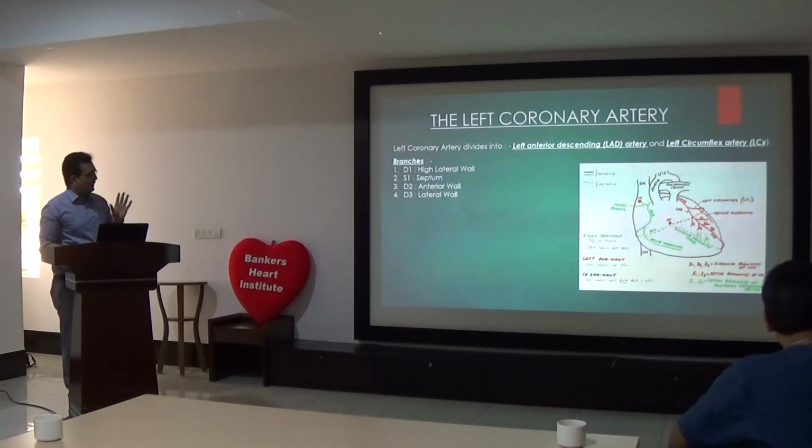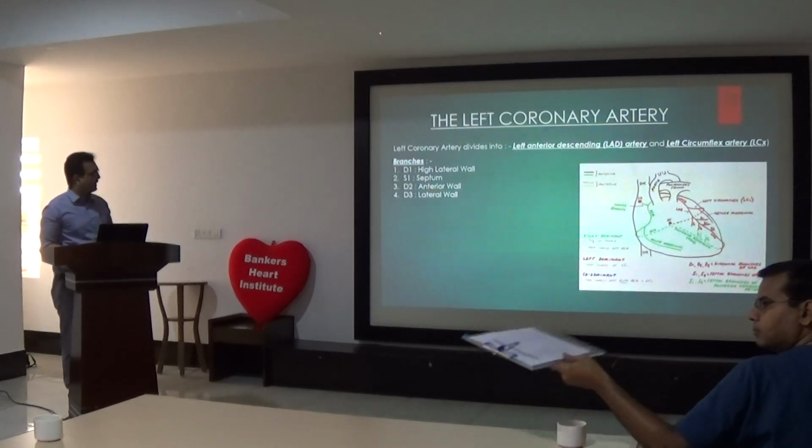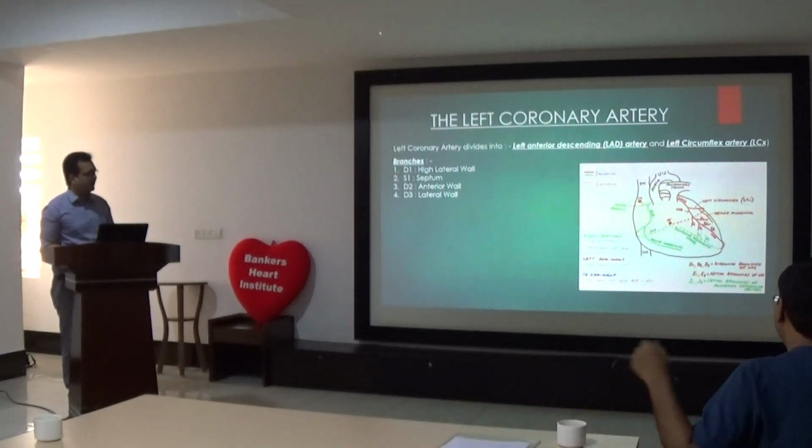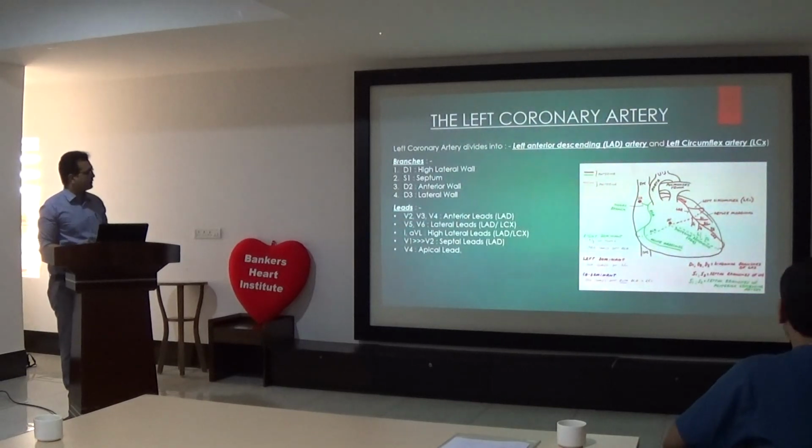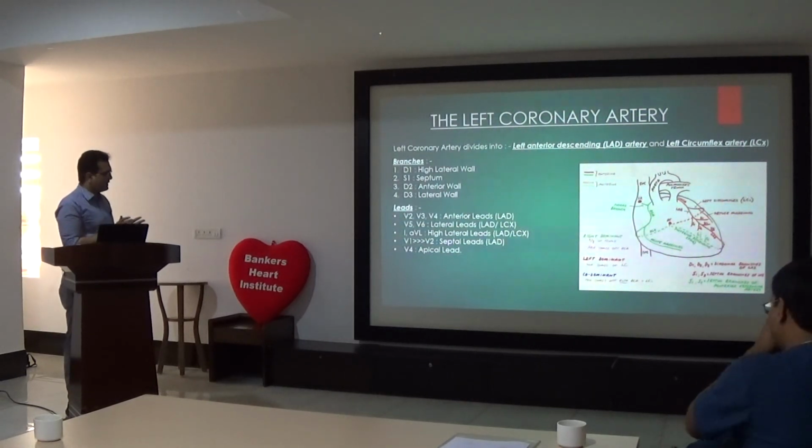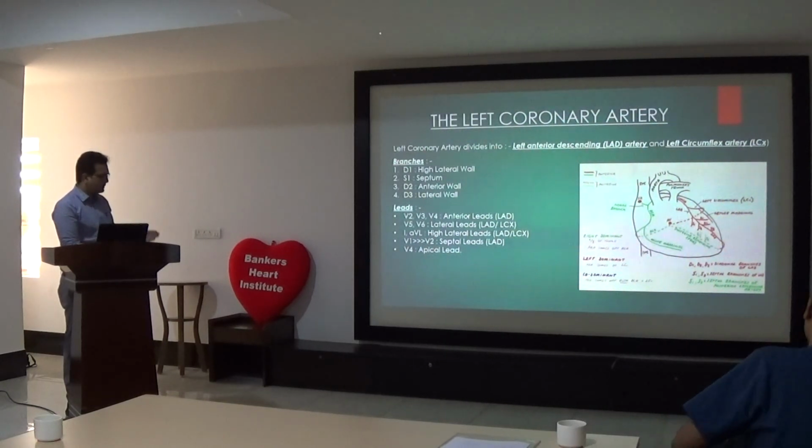The first branch, D1, the first diagonal, supplies the high lateral wall. The first S1 is the septal branch, which is directed towards and supplies the septum. Diagonal 2 and diagonal 3 supply the anterior and the lateral wall respectively. According to the ECG, leads V2, V3 and V4 are considered the anterior leads. Leads V5 and V6 are the lateral leads.